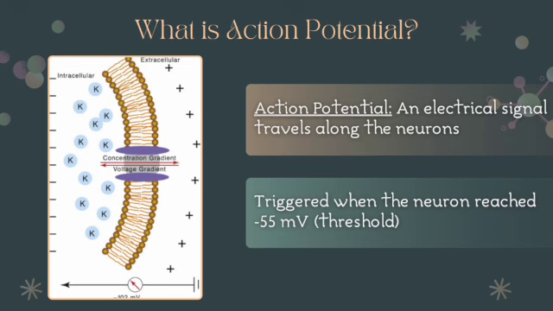What is an action potential? An action potential is an electrical signal which is sent by a neuron to communicate with other cells. It occurs when the neurons get excited and reach a certain threshold, usually around negative 55 millivolts. If the neuron reaches this threshold, it fires and sends an impulse.